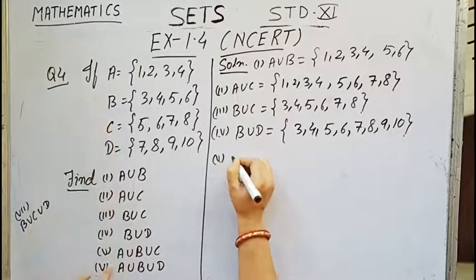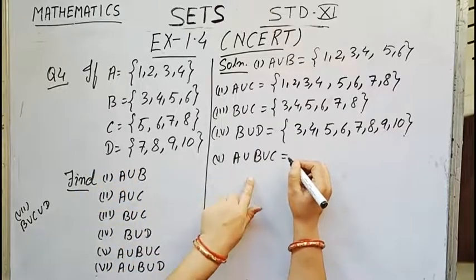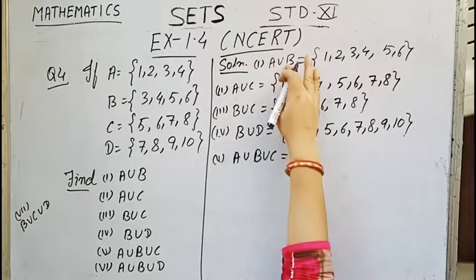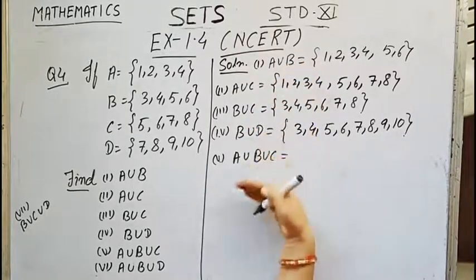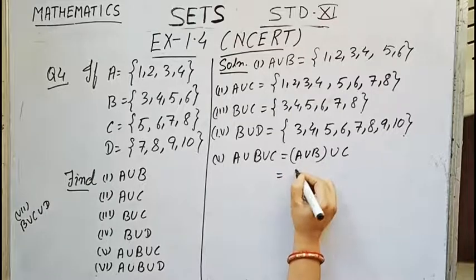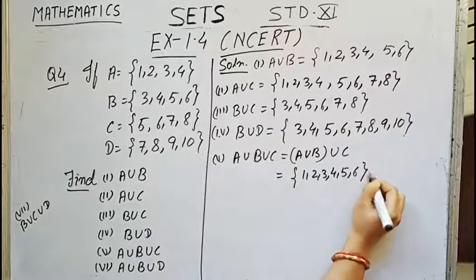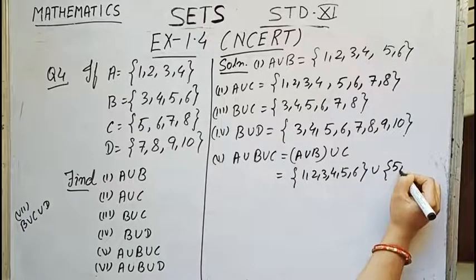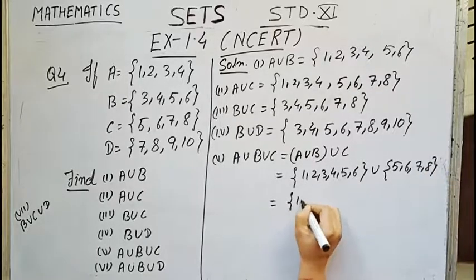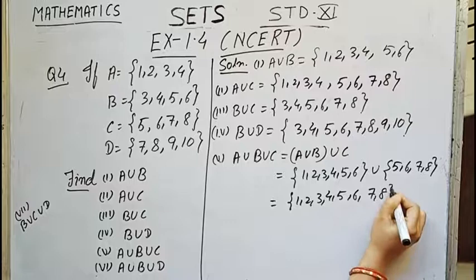Number 5 is A union B union C. Now A union B we have calculated, or B union C we have calculated. A union B also we have calculated. So you can operate with any. So I am operating with A union B union C. A union B is 1, 2, 3, 4, 5, 6, and union of C, that is 5, 6, 7, 8. Now this we can write as 1, 2, 3, 4, 5, 6, 7 and 8.